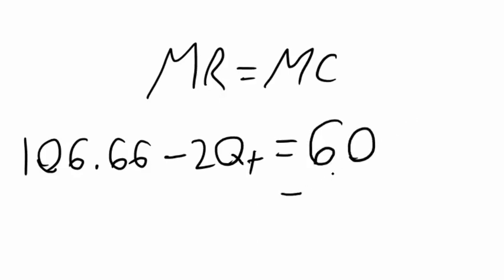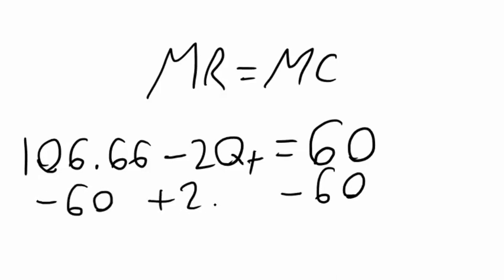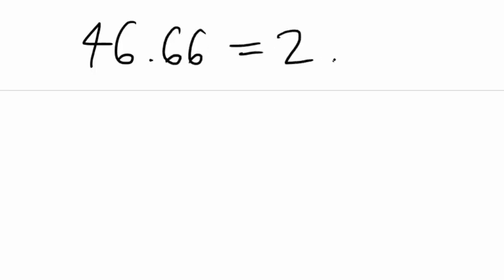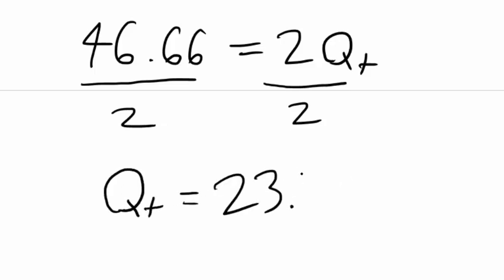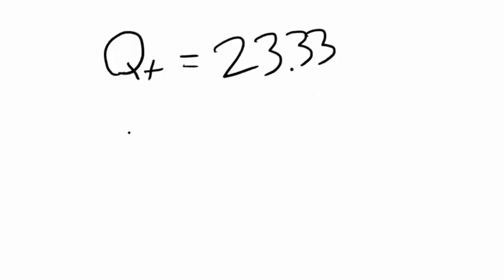equals our marginal cost of 60. And so if we subtract 60 from both sides and add 2 QT to both sides, we get 46.66 equals 2 times quantity total. And what we can do is divide by 2, and we get a quantity total of 23.33.